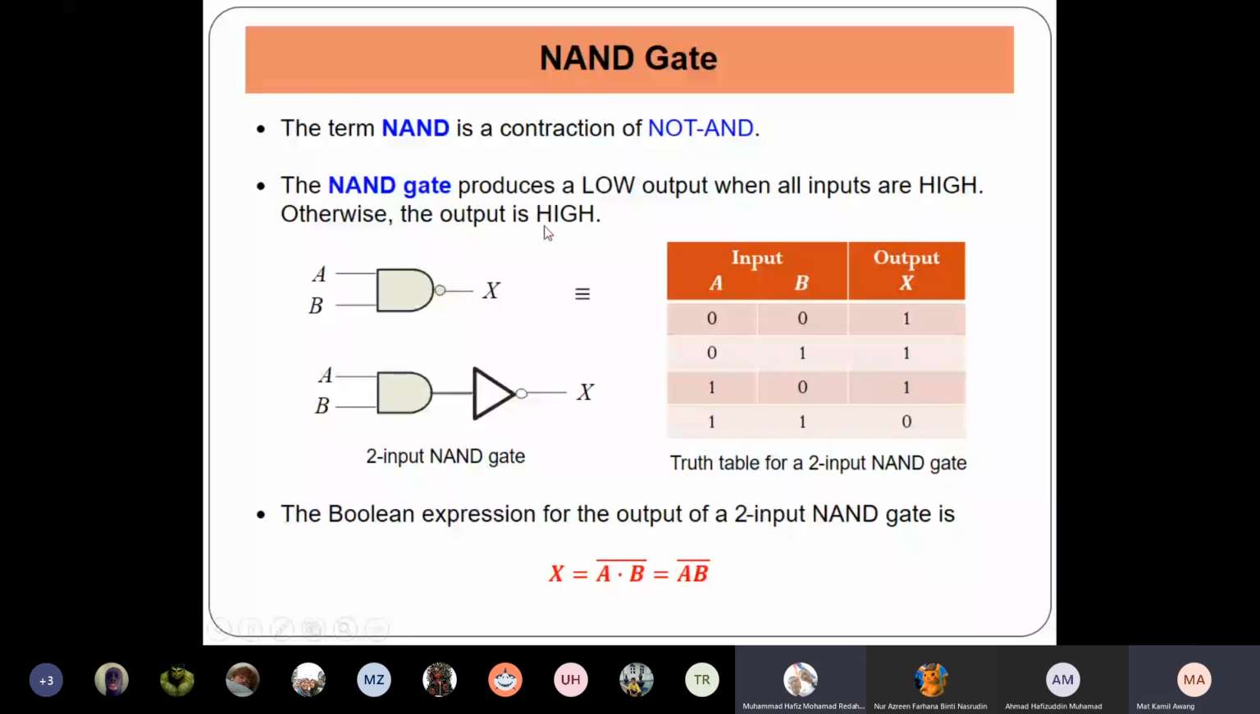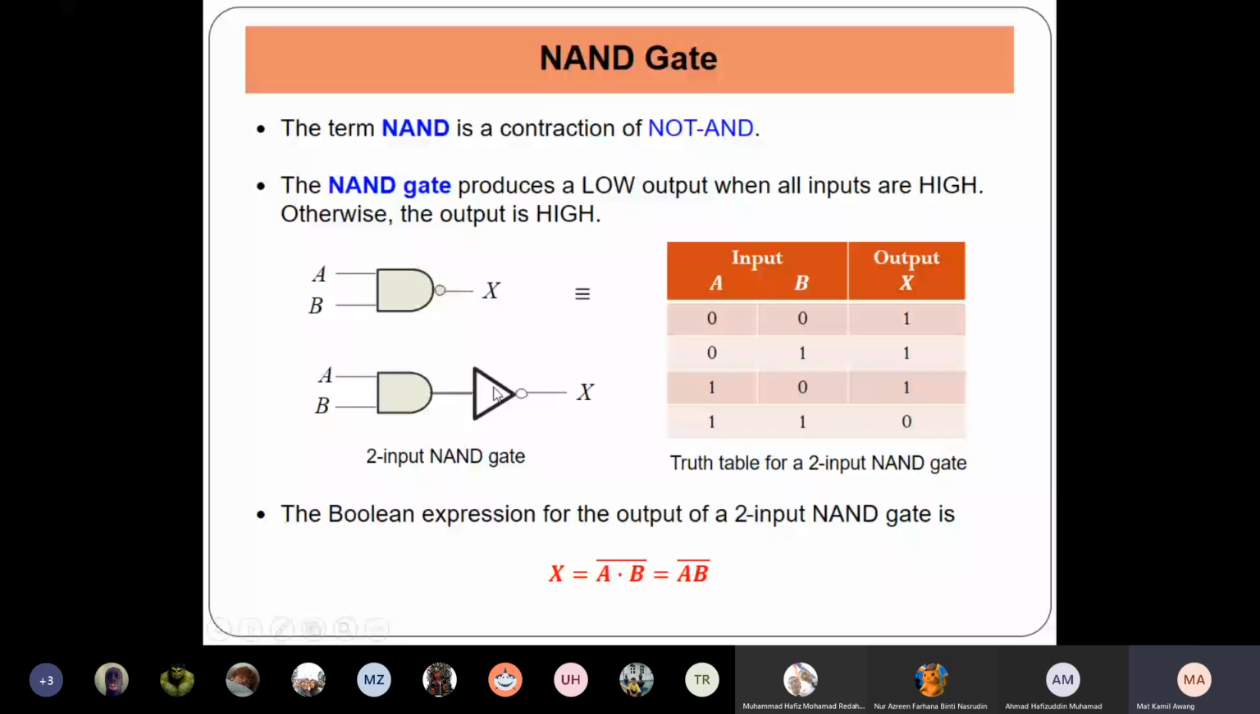If you look at this truth table, it is basically the inverse of the AND gate, right? The AND gate was 0, 0 is 0; 0, 1 is 0; 1, 0 is 0; 1, 1 is 1. When you put a NOT, it becomes the opposite. 0 becomes 1, 0 becomes 1, 0 becomes 1, and 1 becomes 0. So this is the truth table for the NAND gate. And the NAND gate is actually that you AND first, then you NOT.